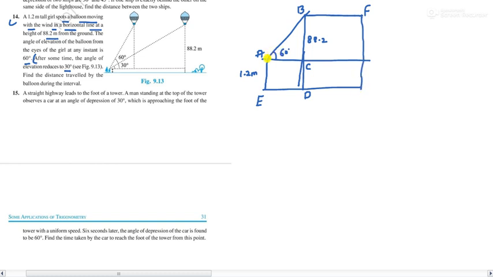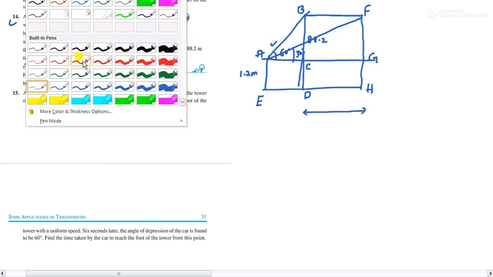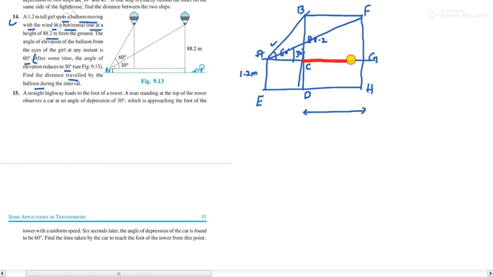So now the angle is decreased to how much? It is 30 degrees, correct? So at B the angle was 60, at F the angle is 30. Now the question is, find the distance traveled by the balloon. So you have to find this distance. This is F, so let me name this as G and this as H. So have you understood the question? We have to find this length, this one, CG, which is equal to BF.